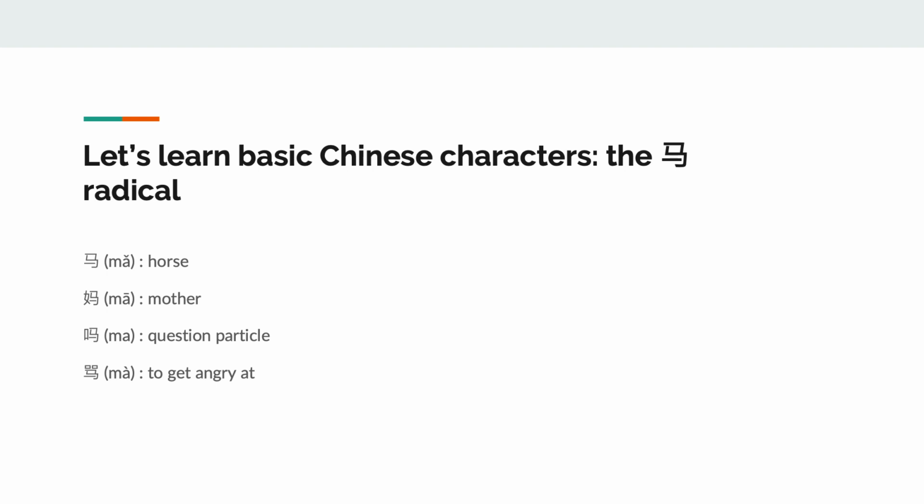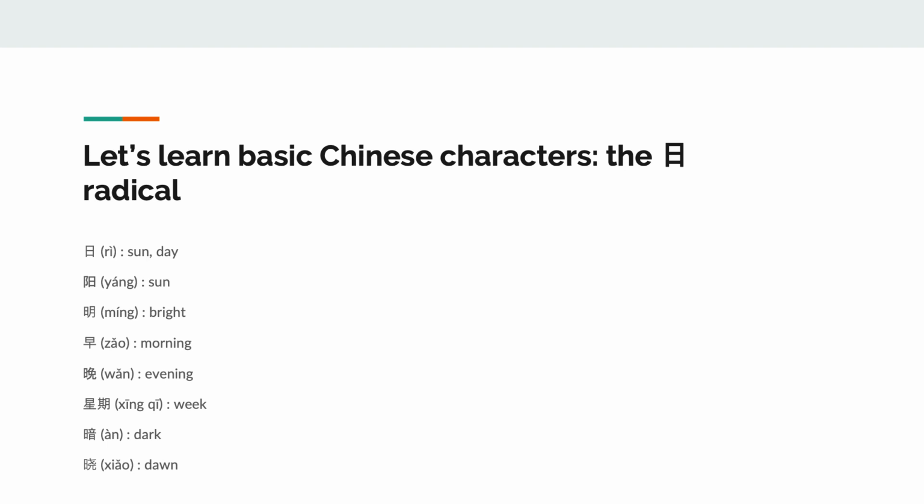Sometimes the horse radical gives clues about pronunciation. For example, ma, meaning mother, is similar in pronunciation to ma, meaning horse. Sometimes it gives clues about meaning.